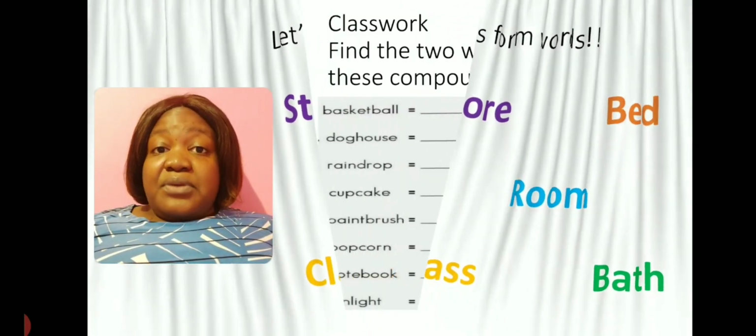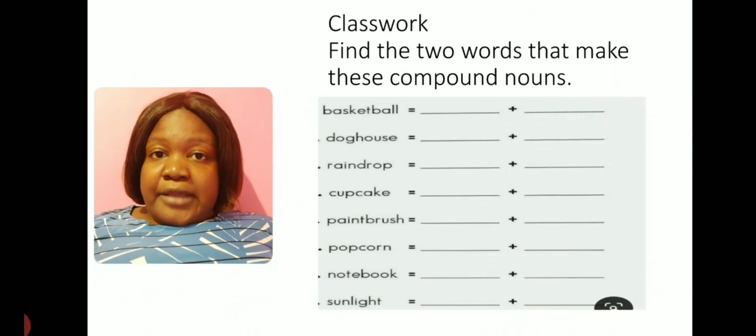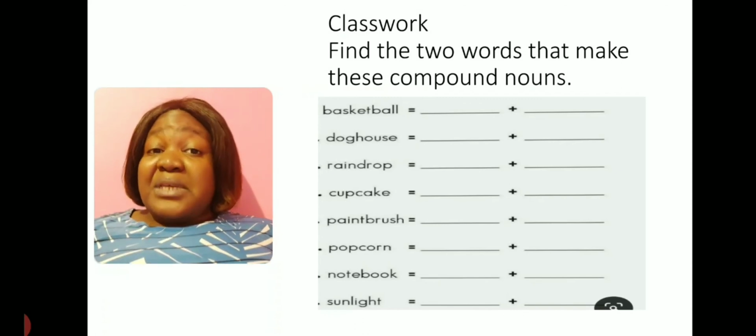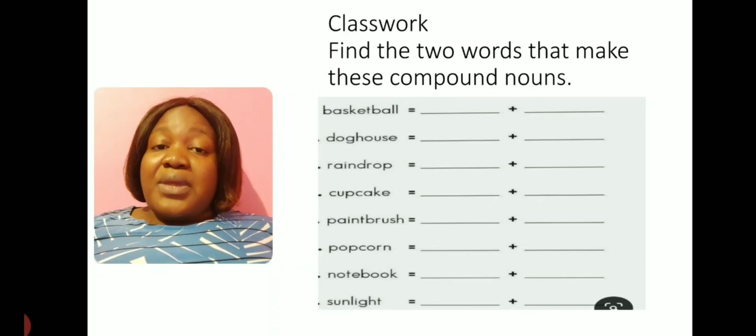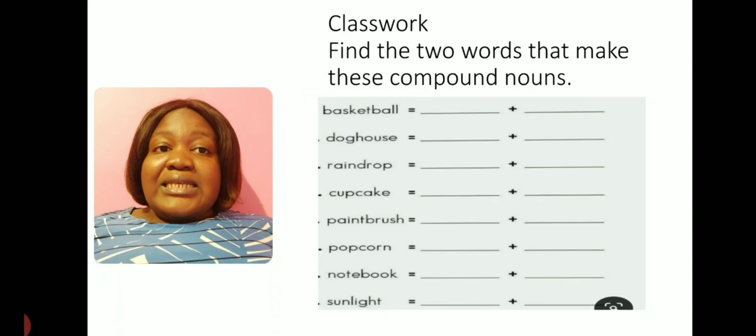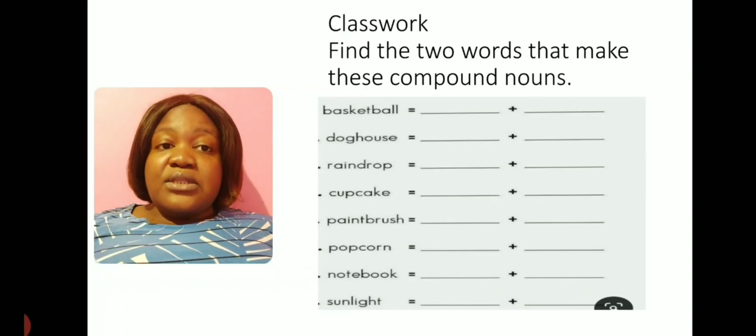Now let's see if you can do this classwork, just to test if you understood what Miss Luango is saying. Here the classwork is a bit different. The compound words are already formed. Now for Miss Luango to be able to tell whether you understood or not, this classwork you have to separate the words. So basketball. What 2 words form basketball? And you'll do the same for doghouse, raindrop, cupcake, paintbrush, popcorn, notebook, and sunlight.